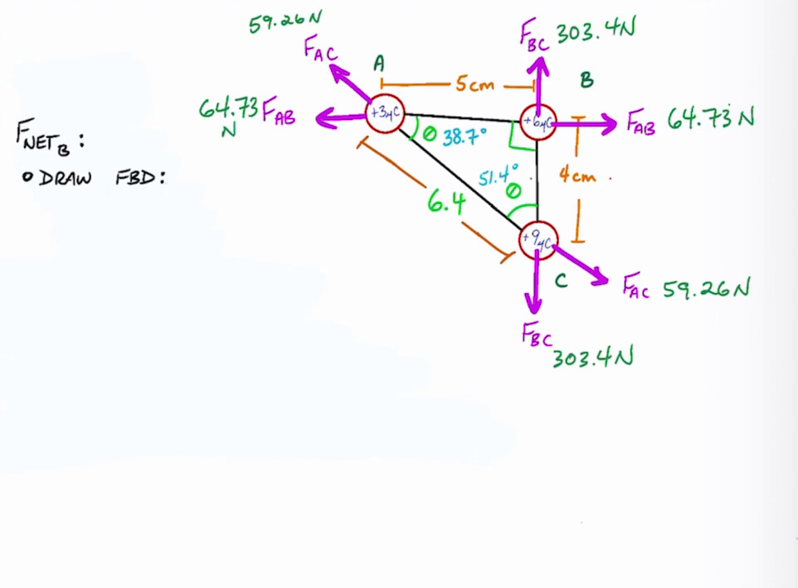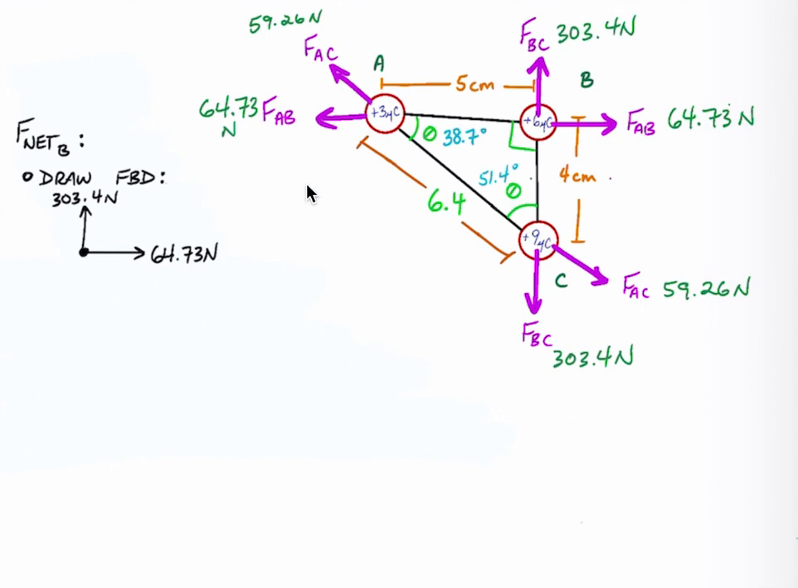To find the net force on B, as I said, the first thing we're going to do is draw a free body diagram. Now, charge B is right here. You can see there's a force going up and a force going to the right. We're going to ignore gravity and that kind of stuff. We're only going to look at the electric force. So the free body diagram would actually look like this.